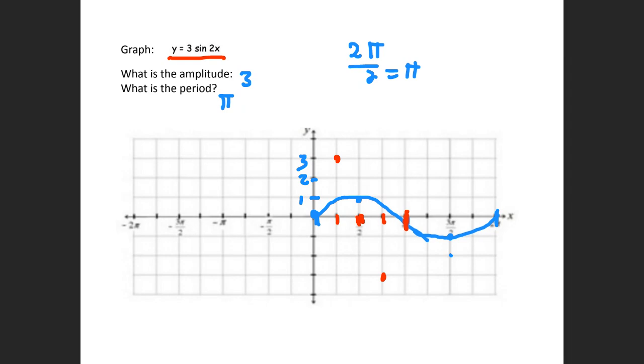So my graph is going to look like this. Up. Boom. And then it would continue. I mean, I would go up, down, up. Okay. But now that the period is pi, it's going to basically condense the whole sine graph. Awesome graphing. I love these things.